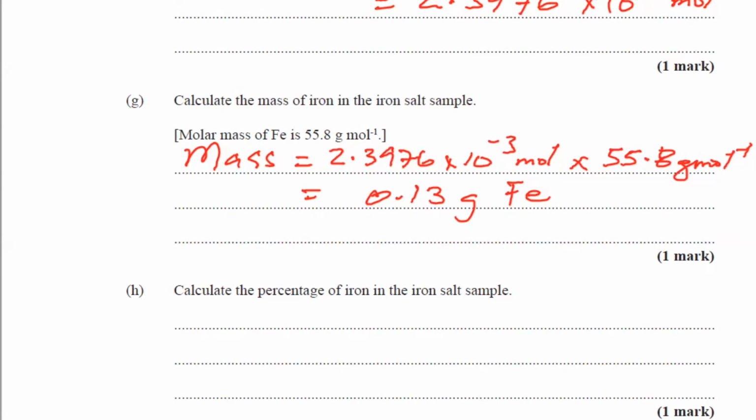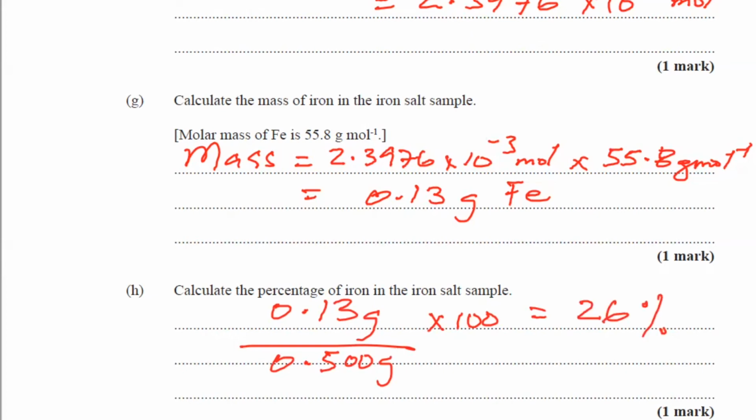And we just found that the mass from our calculations, done using the titration, was 0.13 grams. So to calculate the percentage of iron in the sample, it's the mass that we got, 0.13 grams, divided by the mass of the sample that was used, which is 0.500 grams. And we're expressing that as a percentage, so we'll have to multiply by 100, which would give us 26%.